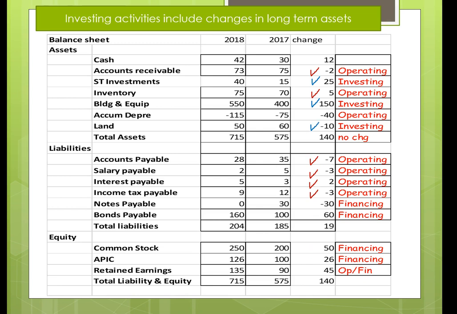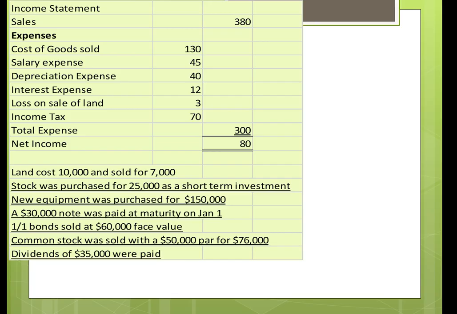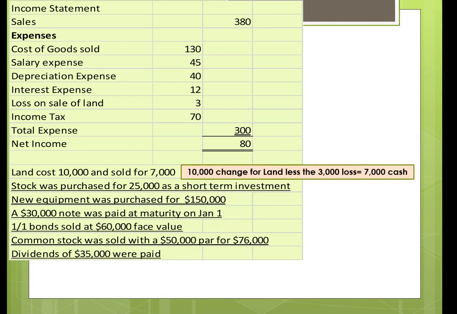So now we know what the change is. The next thing we need to do is look at the notes that we had as part of what we showed for the income statement. So we know that the $10,000 change for the land less the $3,000 loss means we got cash of 7.